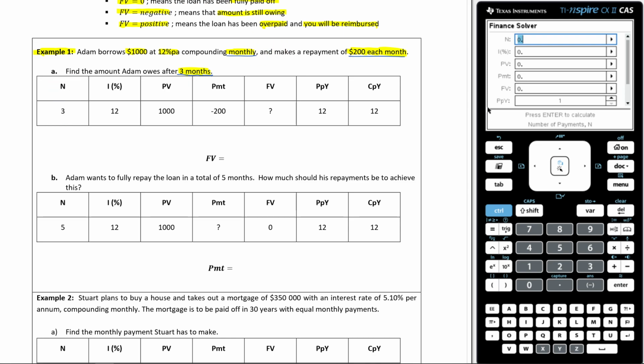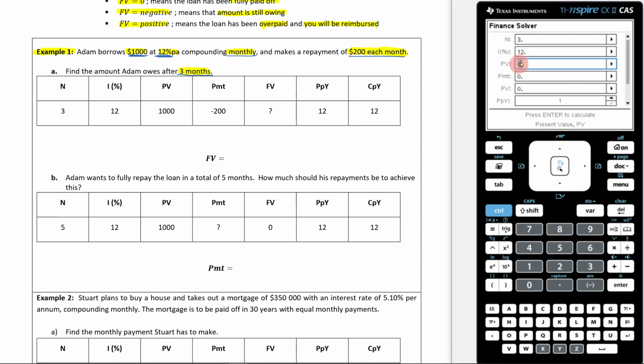So let's come to our finance solver over here, and let's do that. So I'll put a 3 there, like there. Next, my interest is 12, and that's because we've got a 12 there. So I come to my interest, and I put a 12 there. My PV is my present value of the loan. The present value of the loan is the $1,000 that I borrow.